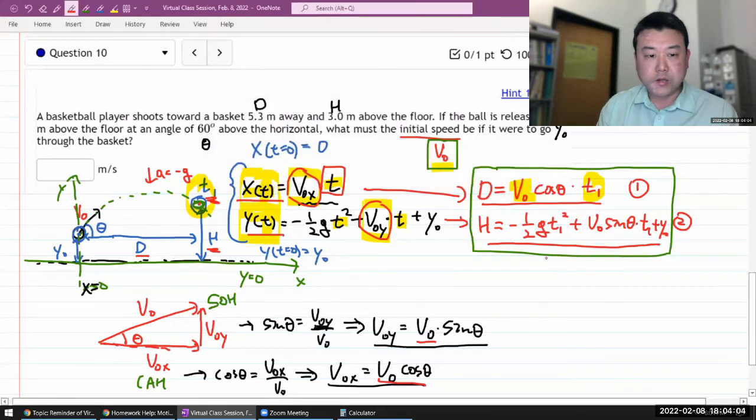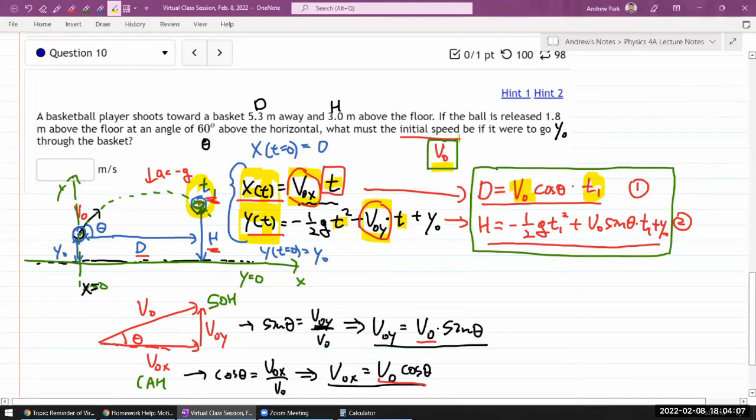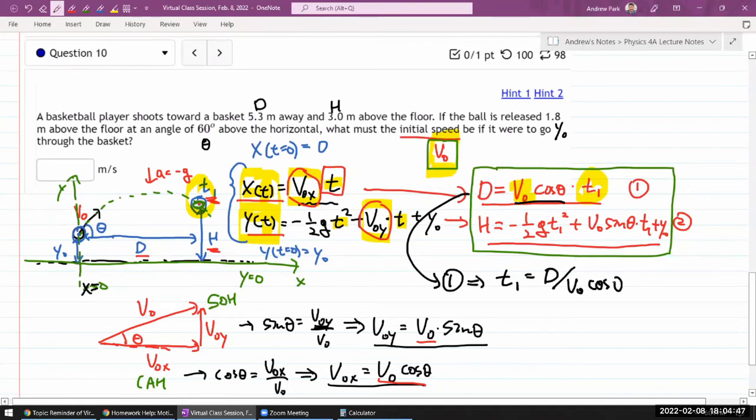As I'm staring at these equations, what I'm looking at is my final goal. I want to solve for my speed at the very end. And what that means is in this system of two equations, time is literally the last thing I want to solve for. I want to eliminate t1 first. So I'm going to take equation one and solve it for t1, so that I can eliminate t1 from my system of equations and hopefully solve for v naught in terms of all the known quantities. Solving equation one for t1, I'm just dividing both sides by v naught cosine theta. Then I have t1 equal to d divided by v naught cosine theta. And this becomes my tool to plug into equation two and eliminate t1 from everywhere I see it.